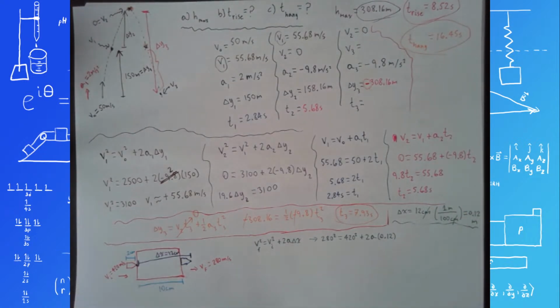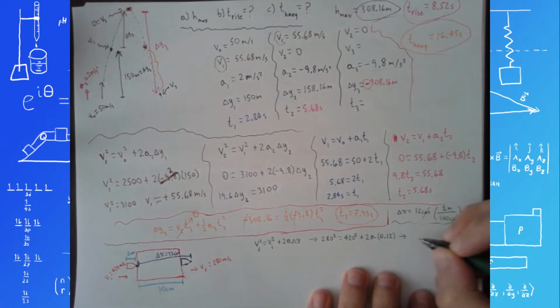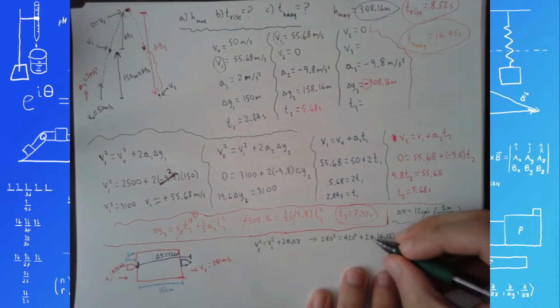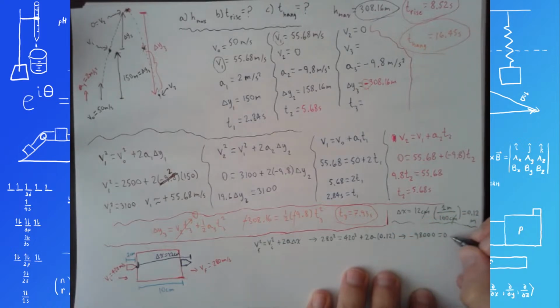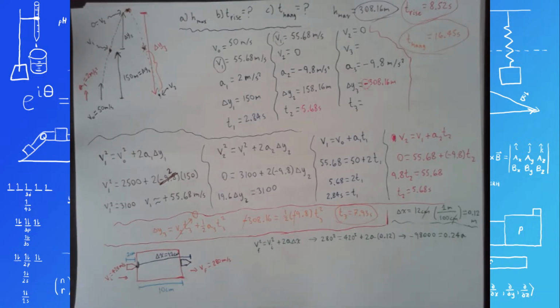Okay, 280 squared. I'm going to go ahead and subtract 420 squared from it. And that's negative 98,000. So I'm getting negative 98,000 equals 2 times A times 0.12. That's going to be 0.24 times A. And divide by 0.24, and yes, this number is about to get even bigger. Negative 98,000 divided by 0.24 is quite the number.